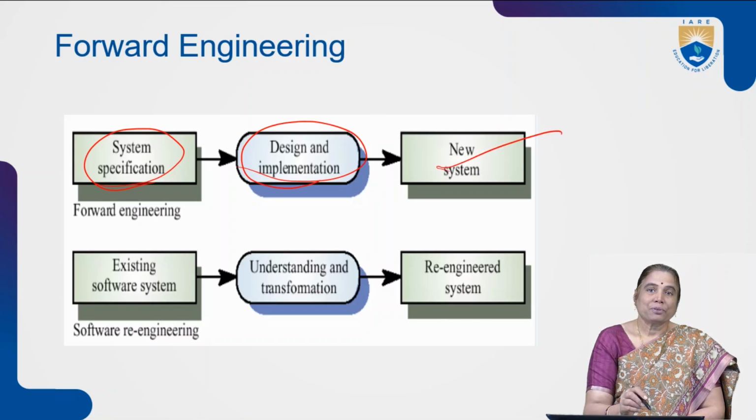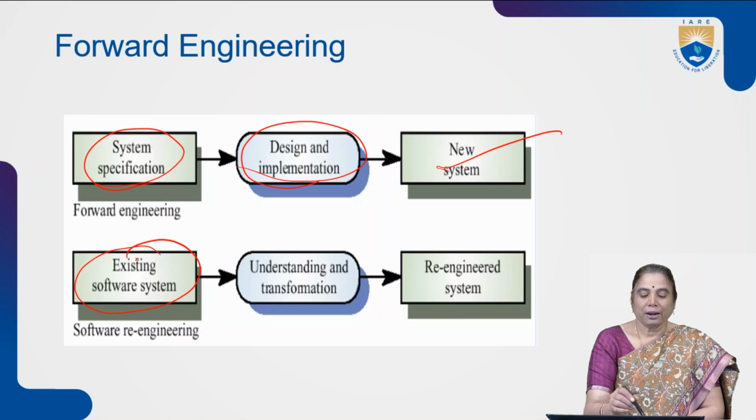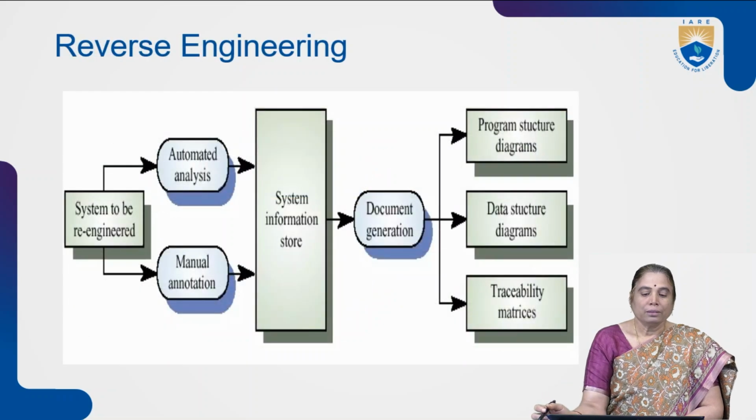But in case of software re-engineering, the existing software system must be considered, understood and transformed according to the new technological and infrastructure changes. In the case of re-engineering, the system must be evolved. So that is the major difference between forward engineering and software re-engineering. Reverse engineering is also a major part of re-engineering.